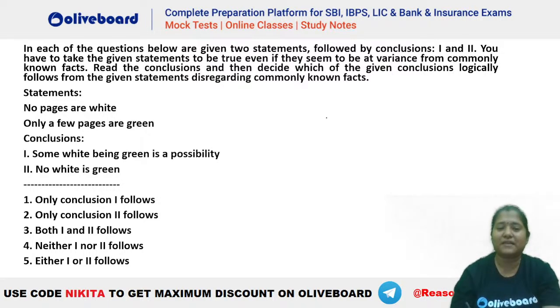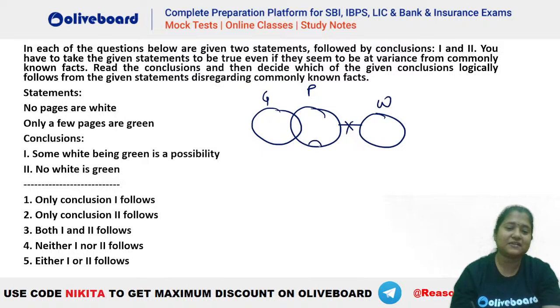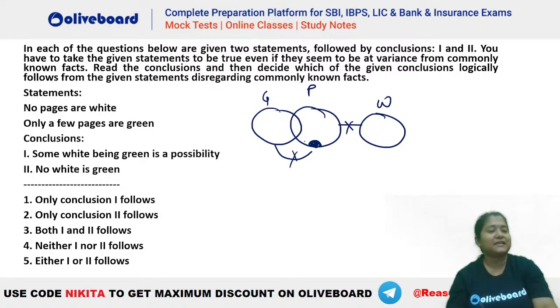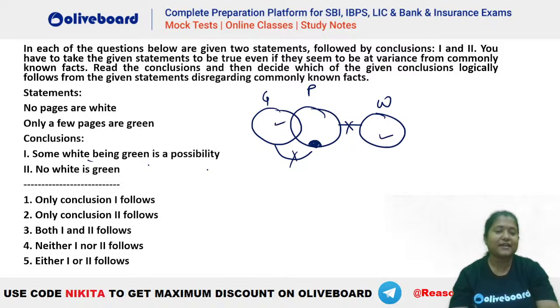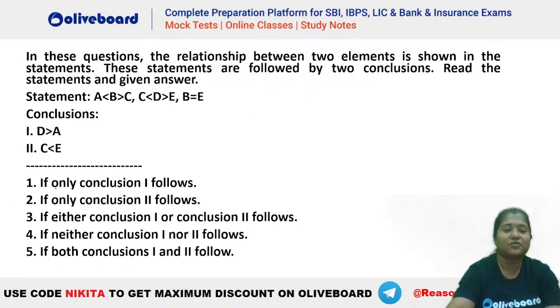Chalo, let's see. No pages are white. So no pages are white will be like this. Let's say this is page, this is white. So no pages are white. Only a few pages are green. That means some pages are green and there are certain pages which are not green, right? So this is the diagram here. Let's have a look at the conclusion. Some white being green is a possibility. You can see, yes, white and green can interact. There is a possibility of interaction. So this is absolutely right. No white is green is a possibility again, not a definite one. That is why this is wrong. So the answer to this question has to be only one follows. Only one would be absolutely right.